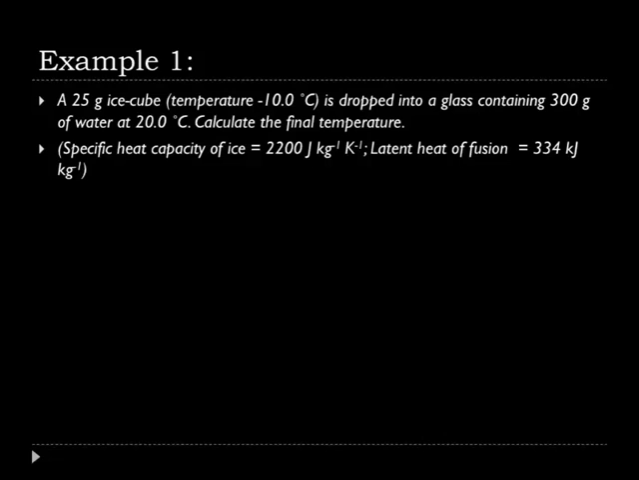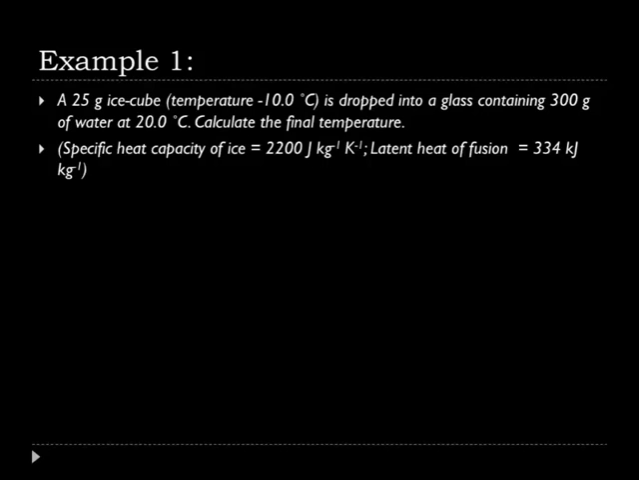Alright, so a 25 gram ice cube at negative 10 degrees Celsius is dropped into a glass containing 300 grams of water at 20 degrees Celsius. Find the final temperature. We're given the specific heat capacity of ice and the latent heat of fusion, and we need the one for water, which is 4,200 joules per kilogram per Kelvin.